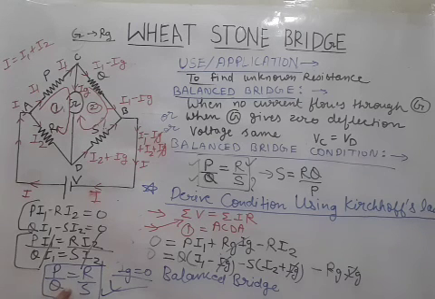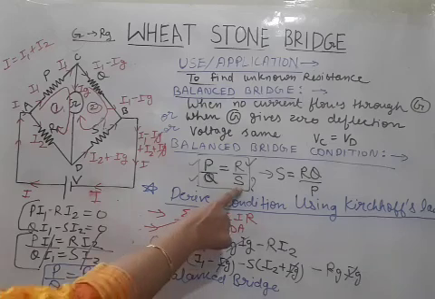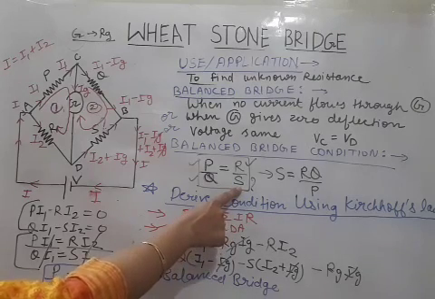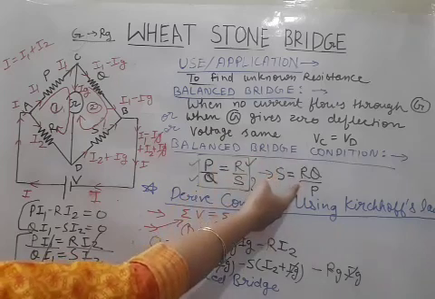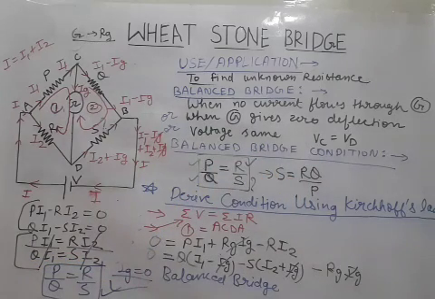Once this condition is obtained, if we have to solve for any resistance S, we will put all P, Q, R values here or here and will solve for the S answer. So this way Wheatstone bridge is useful.